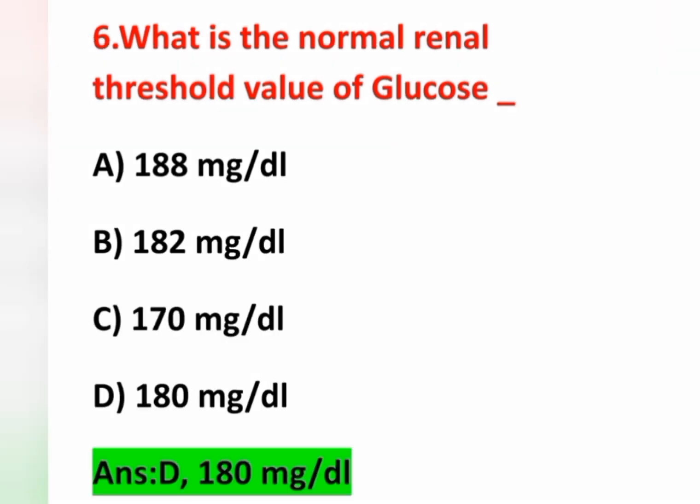Here the normal renal threshold value of glucose is option D, 180 milligram per deciliter. That is the correct answer. 180 milligram per deciliter is the normal renal threshold value of glucose.